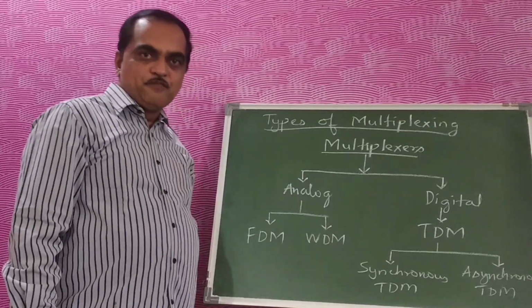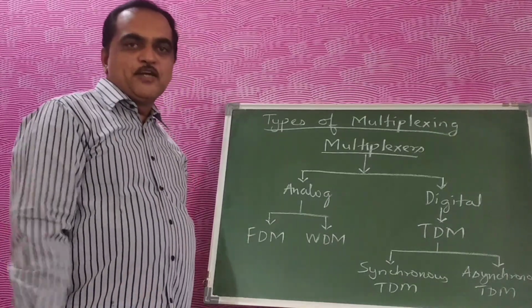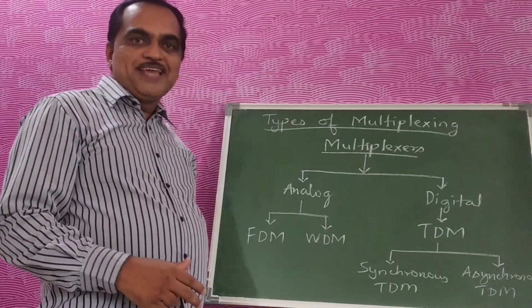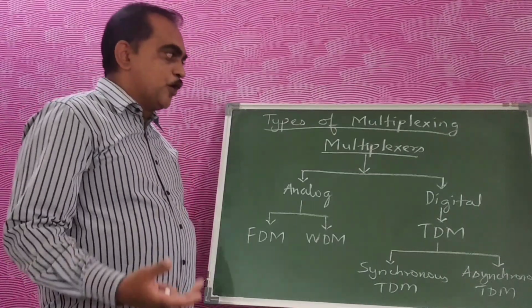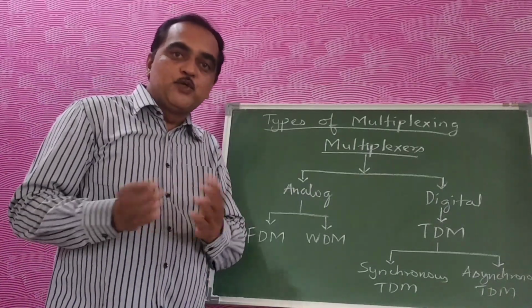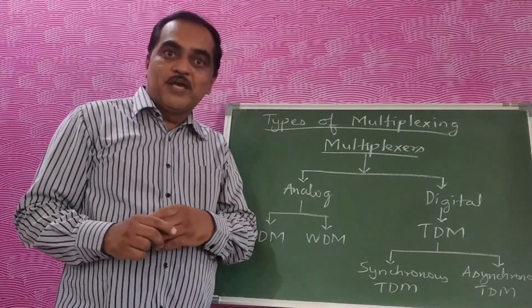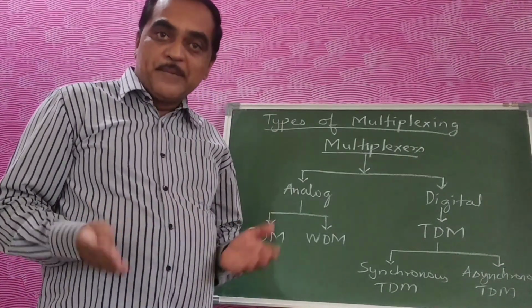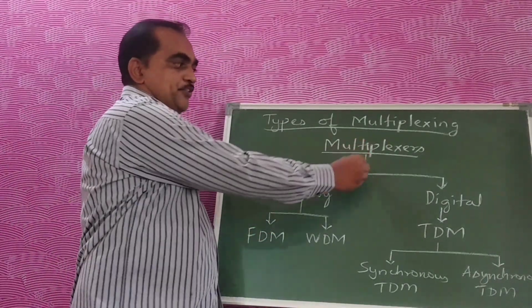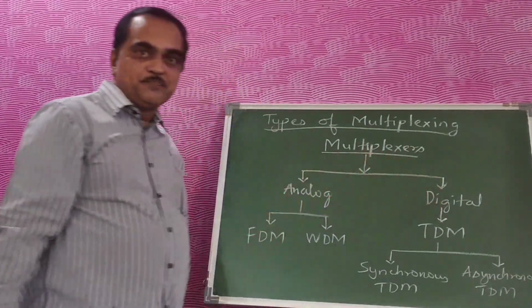Okay, now students, we will see types of multiplexing. Basically there are two types of multiplexing, called analog multiplexing and digital multiplexing. Analog multiplexing is where the signals which are going to be combined many into one are analog, and digital multiplexing is where the signals which are going to be combined many into one are in digital format. Here I have shown that the multiplexer is basically divided into two types: one is analog and one is digital.